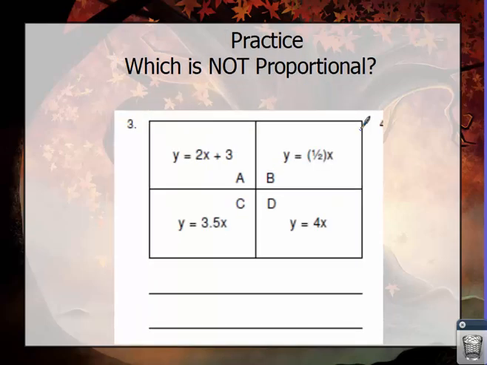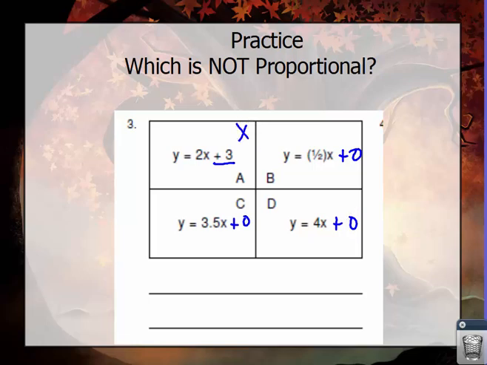Okay. What about an equation? Good. A is not proportional. A has a y-intercept of 3. C has a y-intercept of 0. B has a y-intercept of 0. And D has a y-intercept of 0. So A is the one that is not proportional.